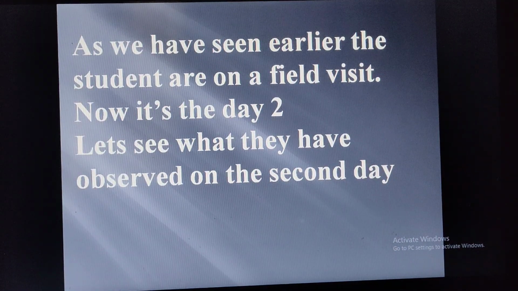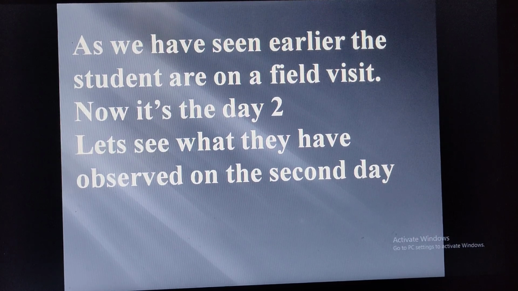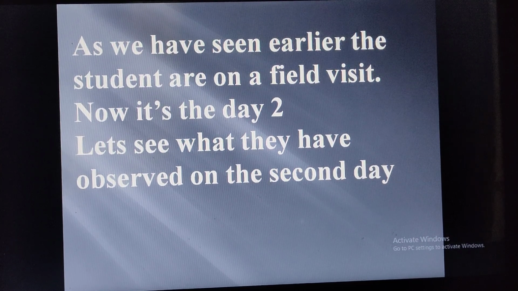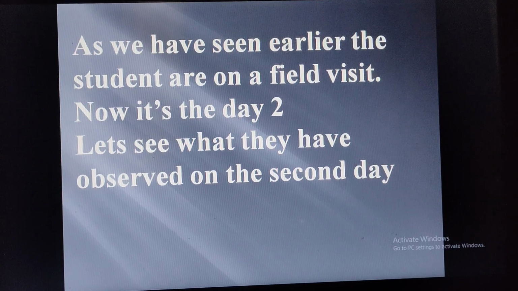As we have seen earlier, the students are on a field visit. Now it's day 2, their second day. So let's see what they have observed on the second day.